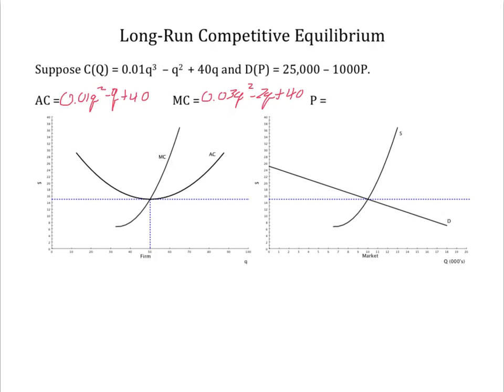And inverse demand, P equals 25,000 divided by 1,000, minus 0.001 Q.